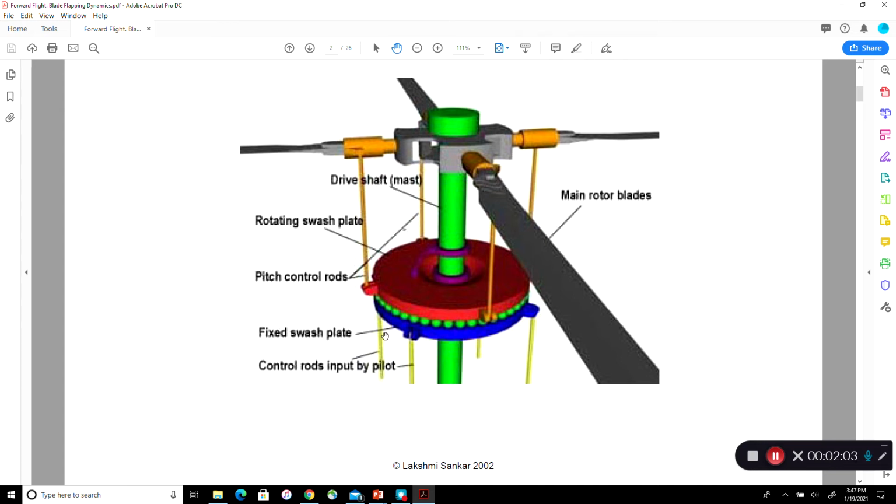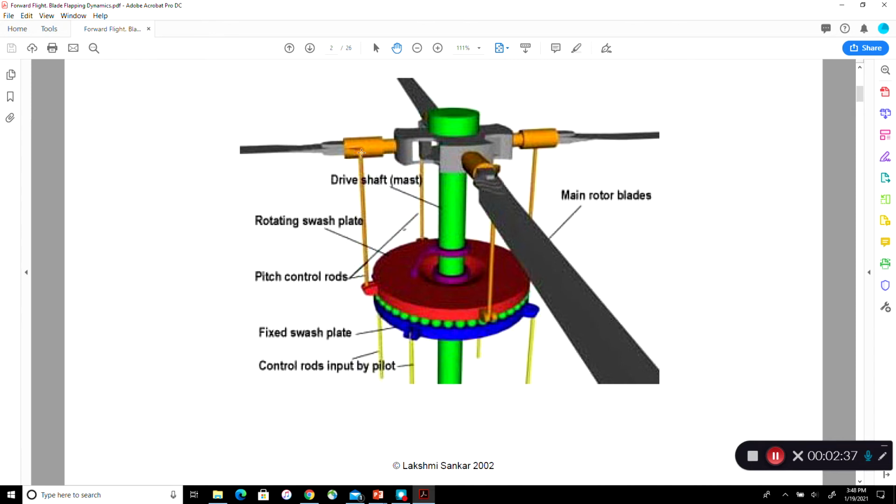So the pilot inputs a control input here, and that drives these rods up or down. That tilts this blue disc up or down. That means front up, back down, or to the pilot's left down, to the right up, whichever way. You can tilt this disc any way you want. Then the red disc is going to follow that motion. So when the red disc tilts, these rods are going to start going up and down.